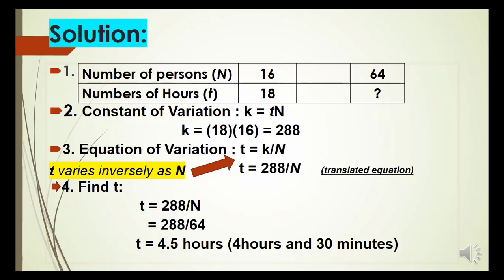Step number 4. To find the unknown t, assign the last part of the given to the translated equation. So we just copy the translated equation here and assign the last part of the given. 288 over 64, where 64 is the value of n in the last part of the given. We divide them, we get 4.5 hours, or 4 hours and 30 minutes. These 64 persons finish the job.